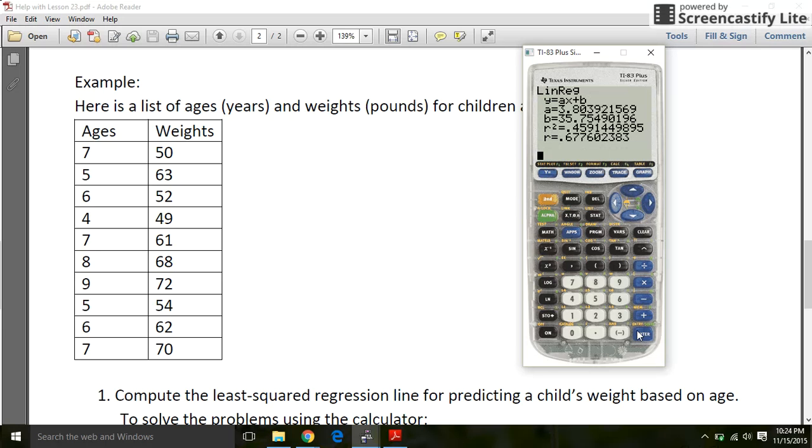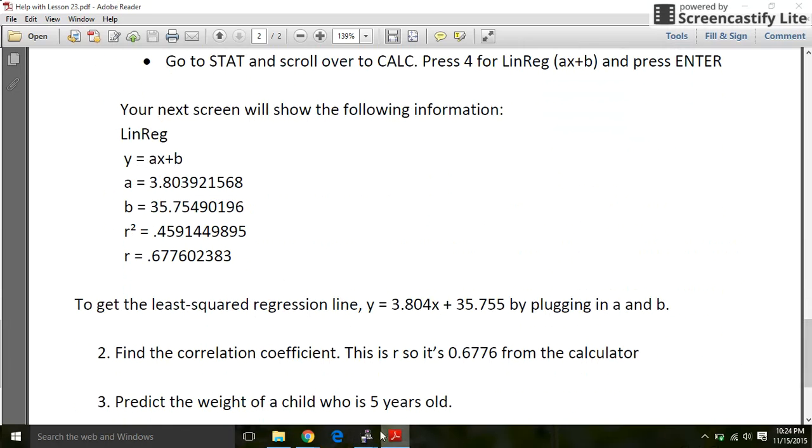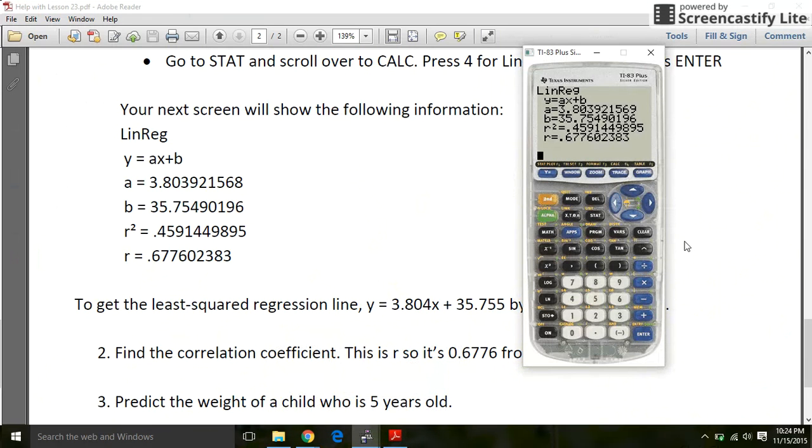Okay, so it gave me a bunch of information. Let me scroll down so you can see what it gave me, and you can compare it to if you're not using the calculator. First thing, linear regression, so it tells me what I ran: y equals ax plus b. A in this case is the slope, b is the y-intercept. It told me my slope was 3.80392159. My y-intercept, where the line crosses the y-axis, is 35.75490196. My r squared is 0.4591, and my r is 0.677602383.